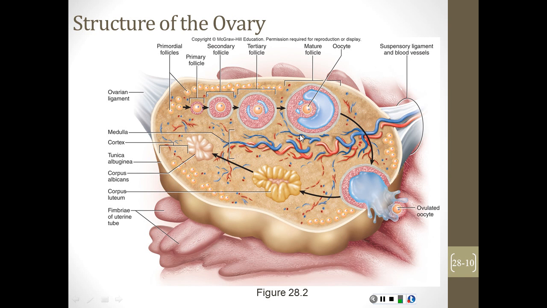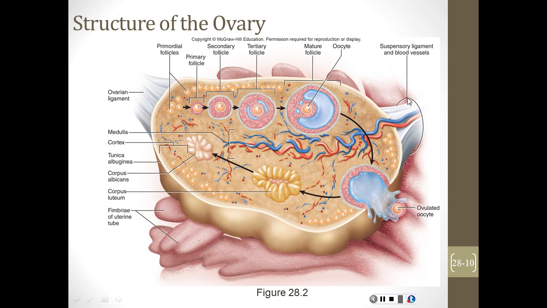Now the ovary is held in place by several connective tissue ligaments. Its medial pole is attached to the uterus by the ovarian ligament. These are ligaments over here. Now the lateral pole is attached to the pelvic wall by this suspensory ligament right here.